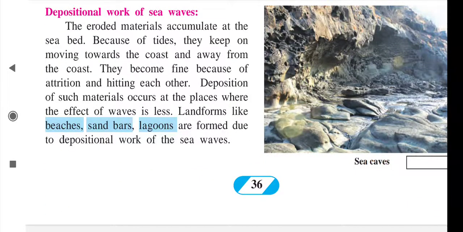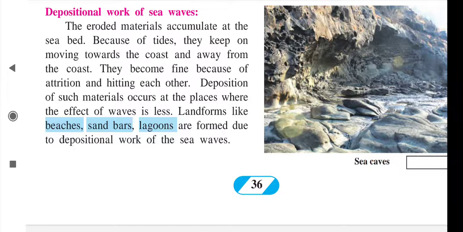The eroded material accumulates at the seabed. Whatever material is eroded, that will be spread at the seabed. Seabed means what? Bottom of the sea. Because of the tides, they keep on moving towards the coast and away from the coast. So as the tide is coming, whatever sediments, whatever deposition is there, that will move to the coast and away from the coastal areas, because the waves are going away from the coast.